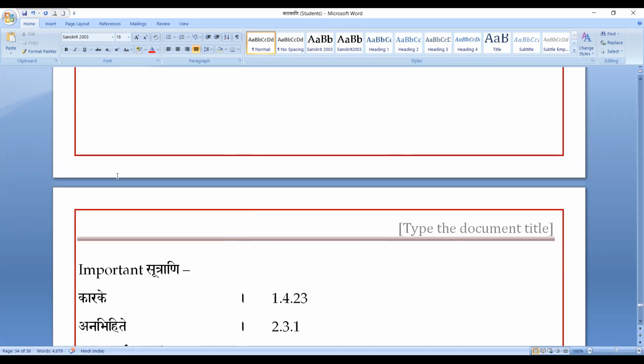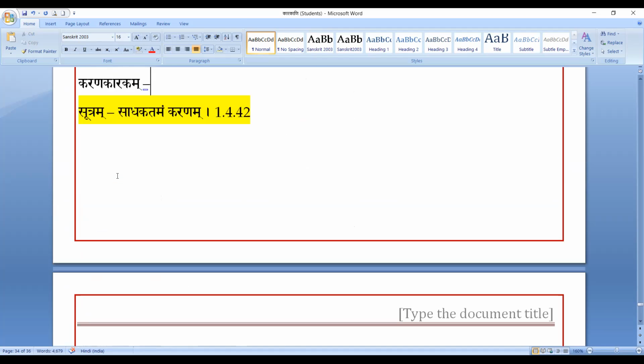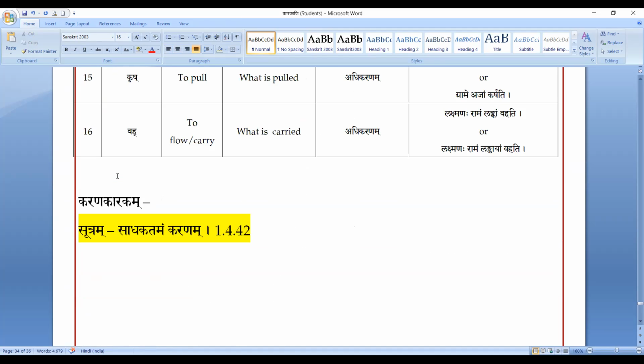These are the important sutras under Karaka section, which we have seen. If you have doubts, please ask any doubts with regard to this Karaka. Any doubts? No, ji. Okay, so we'll continue with the Karana Karaka. We need to complete, we don't have time. So for Karana Karaka, this is the sutram.